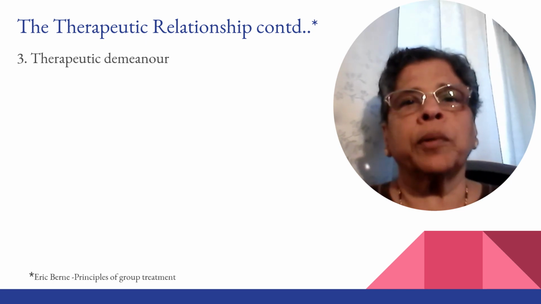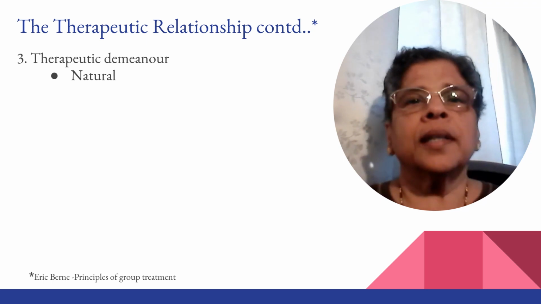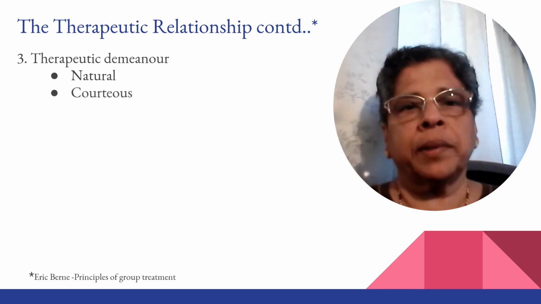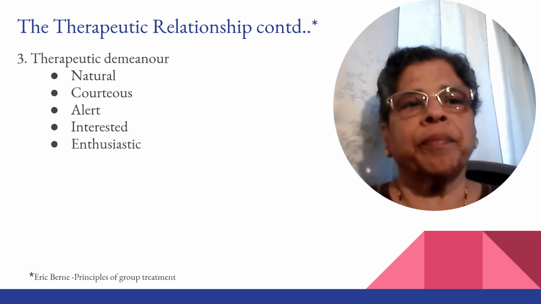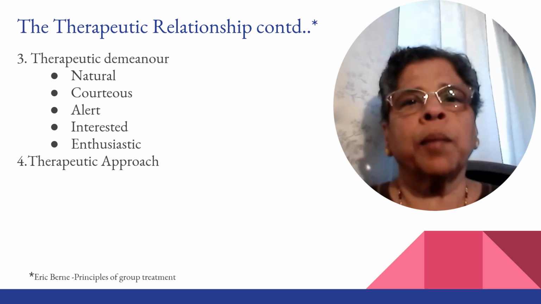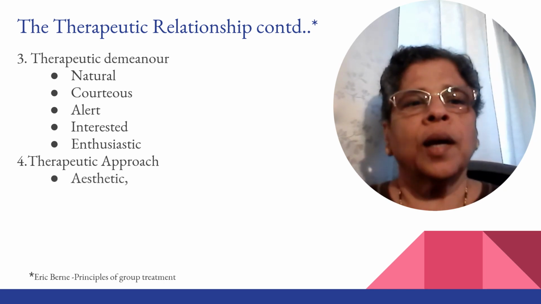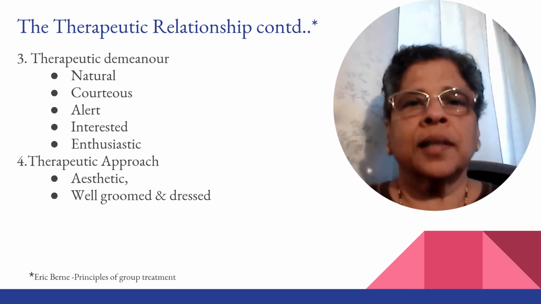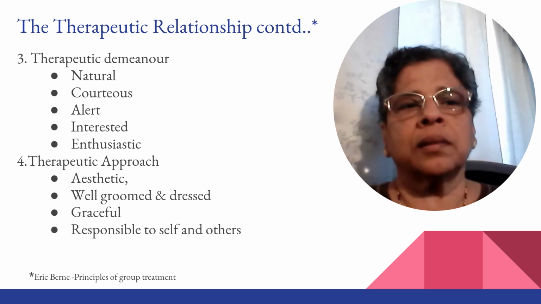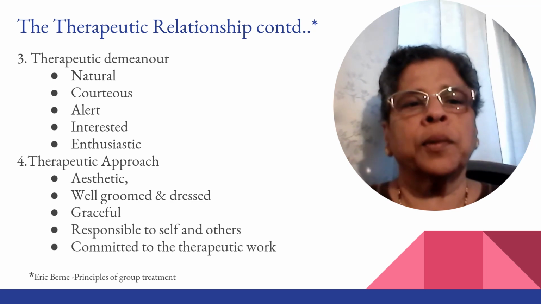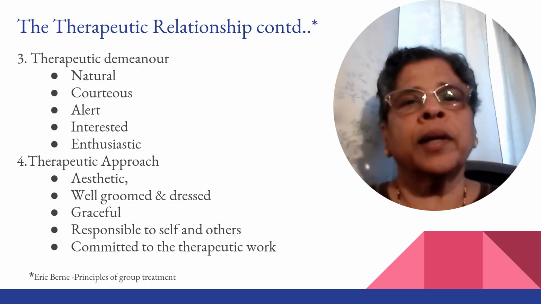Continuing with the guidelines on therapeutic relationship, Byrne recommends a therapeutic demeanor for the therapist that should be natural, courteous, alert, interested in the clients, and enthusiastic in activity. His recommended therapeutic approach should be aesthetic, well groomed and well dressed. The therapist should look graceful, and the therapist should have responsibility to self and others. And the therapist is invited to be committed to the therapeutic work. Going through his book on principles of treatment will give you a detailed description of what he means by each of these.